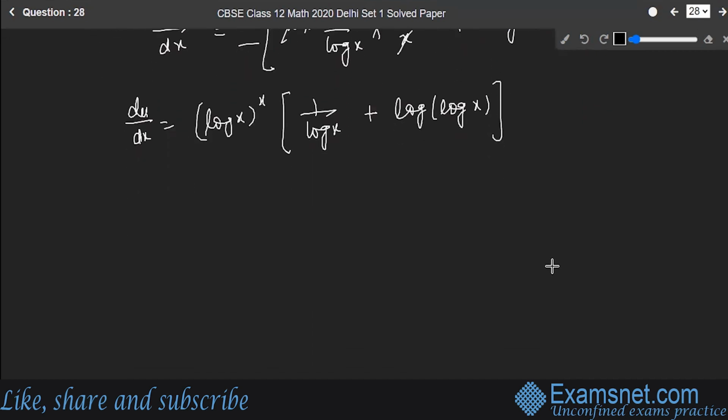Now I'm going to our v. V was taken as x raised to power log x. Now again taking log on both sides.